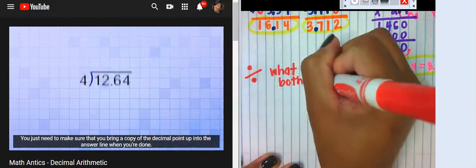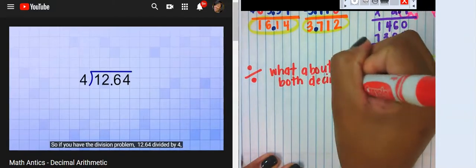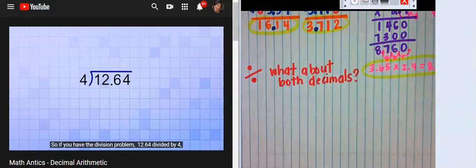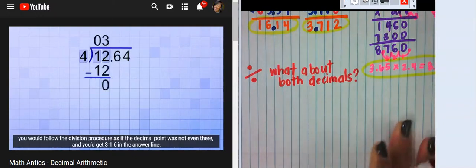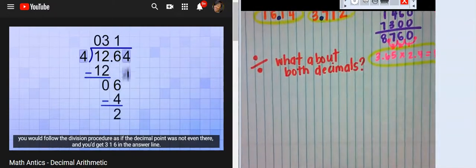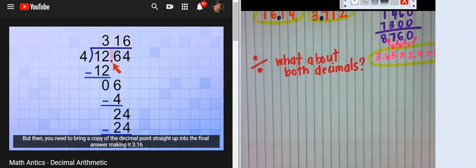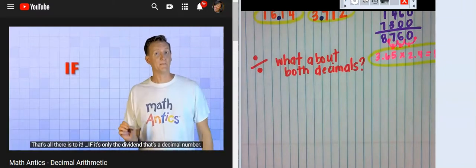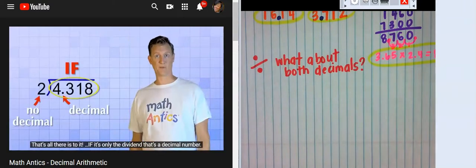when you're done. So, if you have the division problem 12.64 divided by 4, you would follow the division procedure as if the decimal point was not even there, and you get 316 in the answer line. But then, you need to bring a copy of the decimal point straight up into the final answer, making it 3.16. That's all there is to it, if it's only the dividend that's a decimal number.